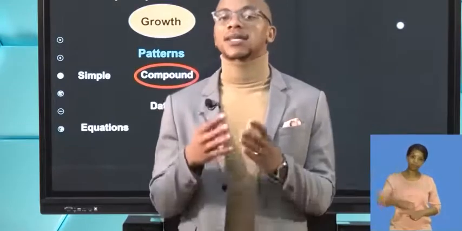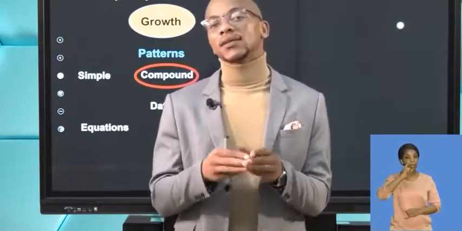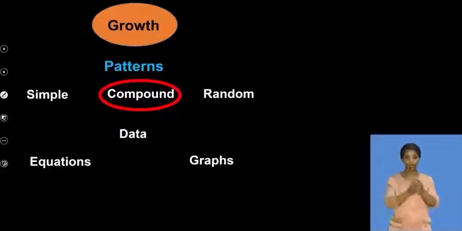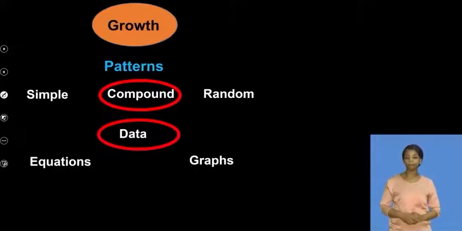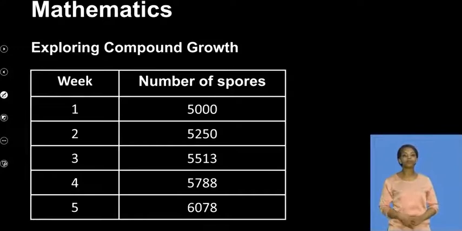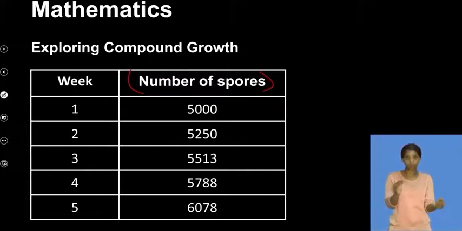But now let's look specifically at what it means to have compound growth when looking at data. We are comparing the number of spores, which would be bacteria maybe. In week one, the number of spores was 5,000. In week two, it was 5,250. So what does this mean?